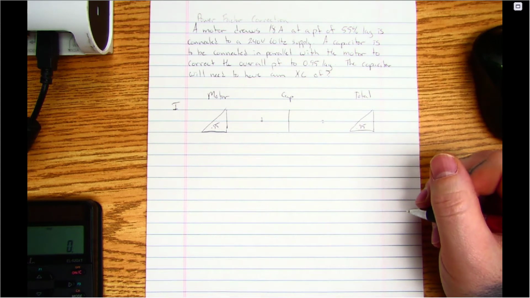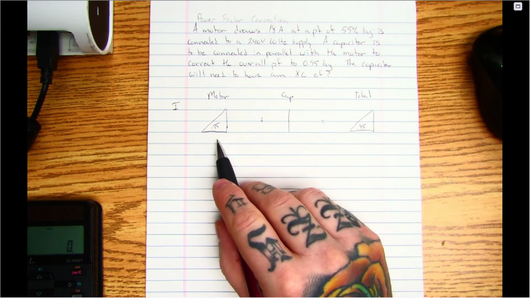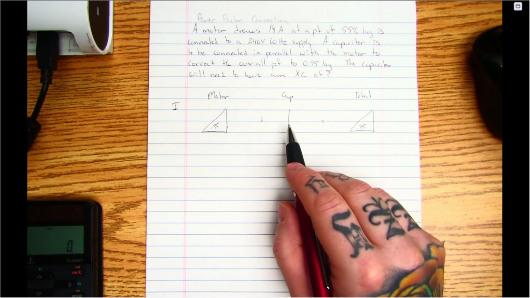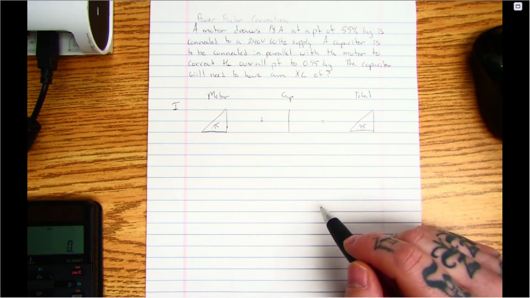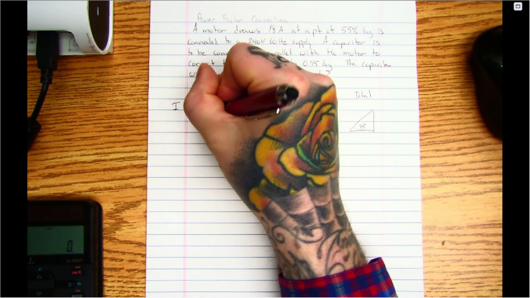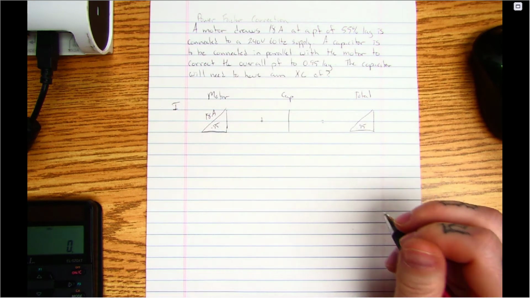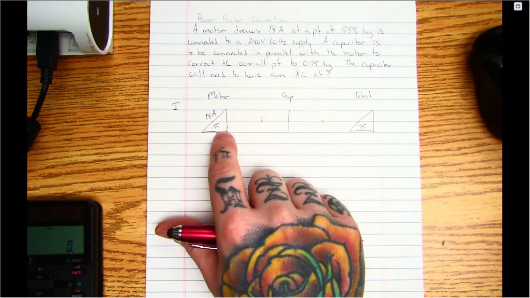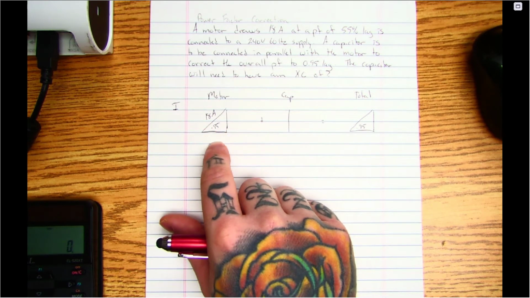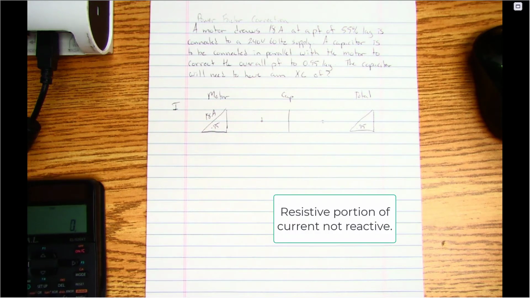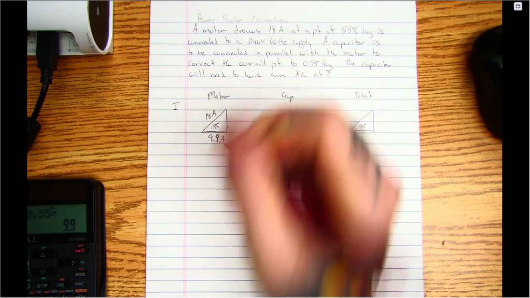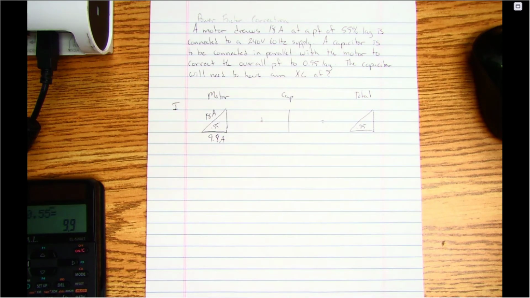Okay, so that's kind of where we're at. We're going to start with a motor that has a very poor power factor. We're going to put this capacitor in parallel to try and correct it to 0.95. So I'm going to put 18 amps here because that's what the motor's drawing. And then I'm going to be able to start using my power factor here to solve for my reactive portion of current. So I go 18 times 0.55 and I get 9.9 amps here for the resistive portion.